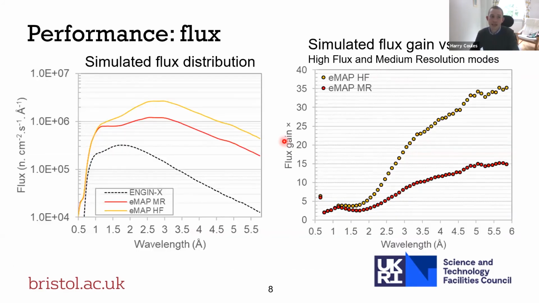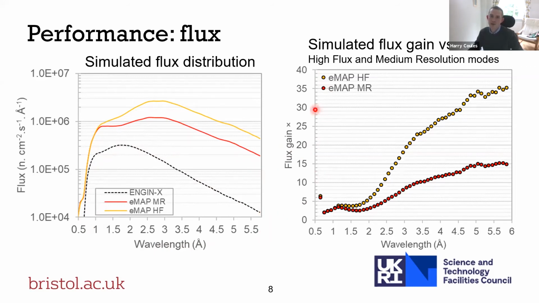In terms of performance characteristics, this is the flux as a function of wavelength. So ENGIN-X, you can see here, has a much lower flux. By the way, these two lines are the two different modes that EMAP is being designed for. So this orange one is the high flux mode. This red one here is what's called the medium resolution mode. So it's the higher resolution mode.